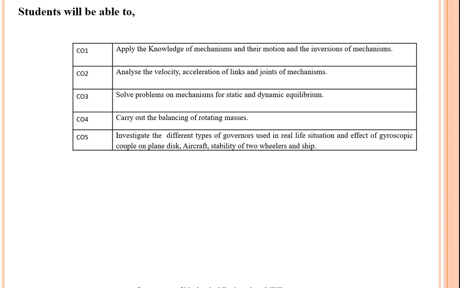In module 2, you are going to analyze the velocity and acceleration of links and joints of the mechanism, solve problems on mechanisms of static and dynamic equilibrium, carry out the balancing of rotating masses and also reciprocating masses, and investigate different types of governors used in real life situations, and the effect of gyroscopic couple on airplane, plane disc, and also check how stability happens for a two-wheeler and the ship. So like this, you are going to learn in this Theory of Machines.